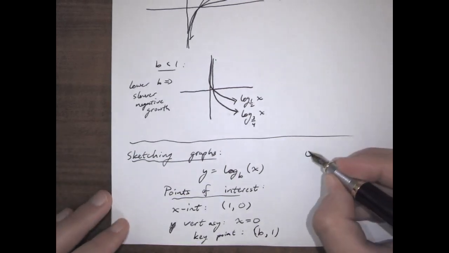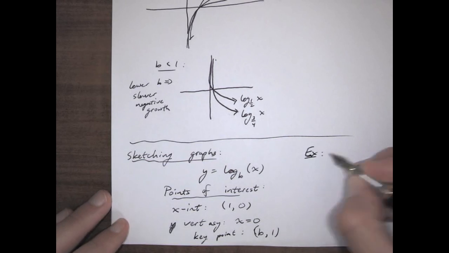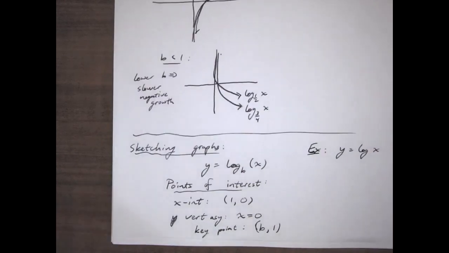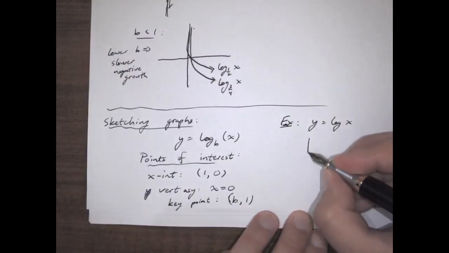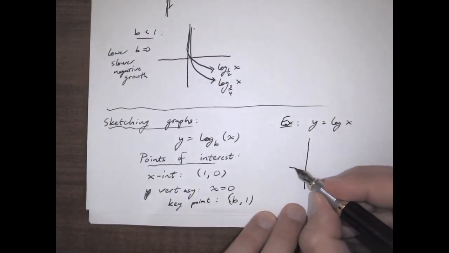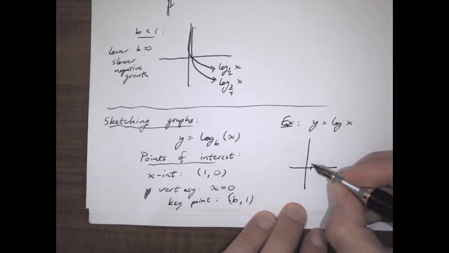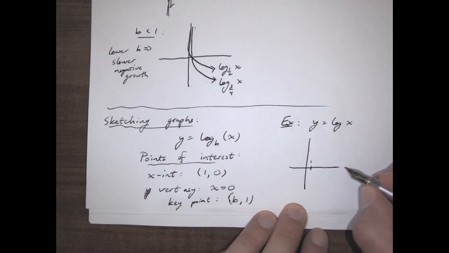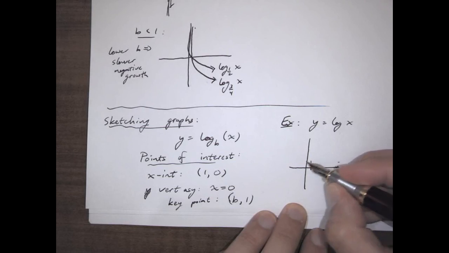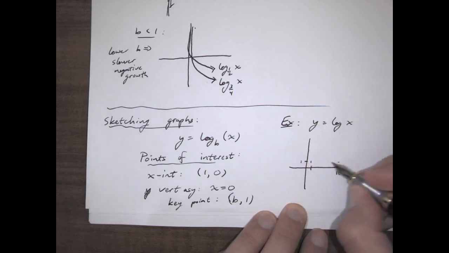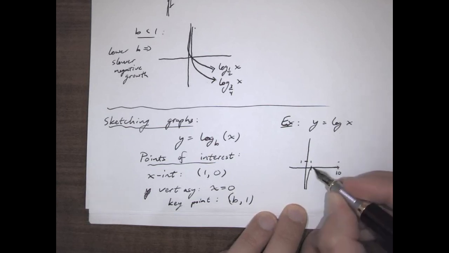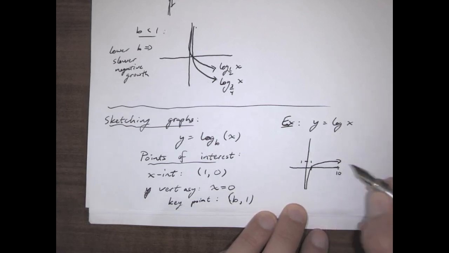So as an example, y equals log x. Well, there's always at (1, 0) going to be an x-intercept. And then the key point is at (10, 1). So then what that means is we've got to go up through there and then level out to go that way.